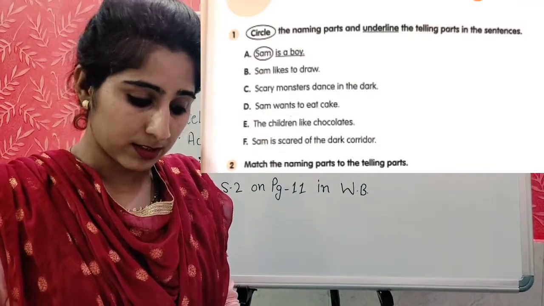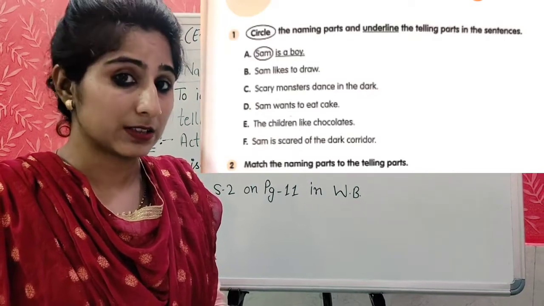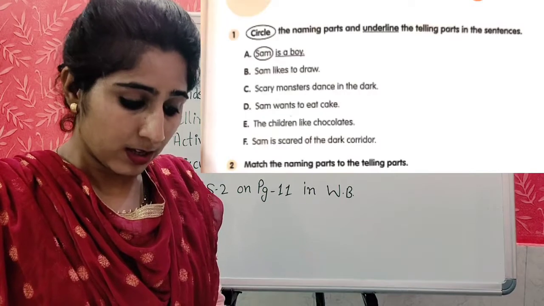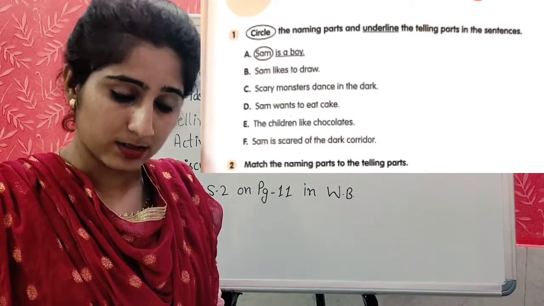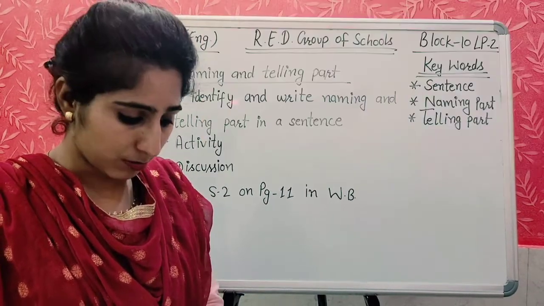Like in the first sentence, Sam is a boy. One is done for you. Sam is a naming word and it is circled, and is a boy is underlined. Sam likes to draw. Scary monsters dance in the dark. So this is how you will complete your question 1. Now move to question number 2.